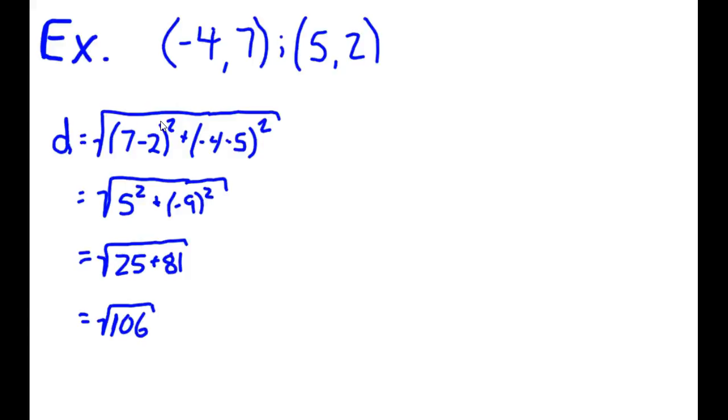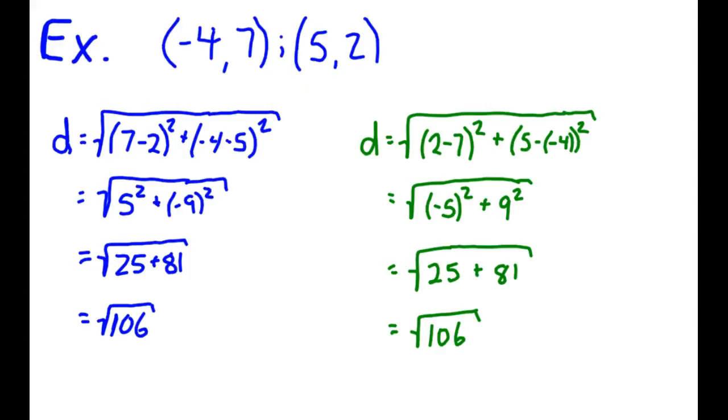Now if we go through and simplify, 7 minus 2, we get 5 squared, plus -4 minus 5 is -9 squared. 5 squared we know is 25, -9 squared is 81, so 25 plus 81, we end up with an answer of the square root, or radical, 106, which is going to be somewhere between 10 and 11. That would be the distance between these two ordered pairs on the coordinate plane.